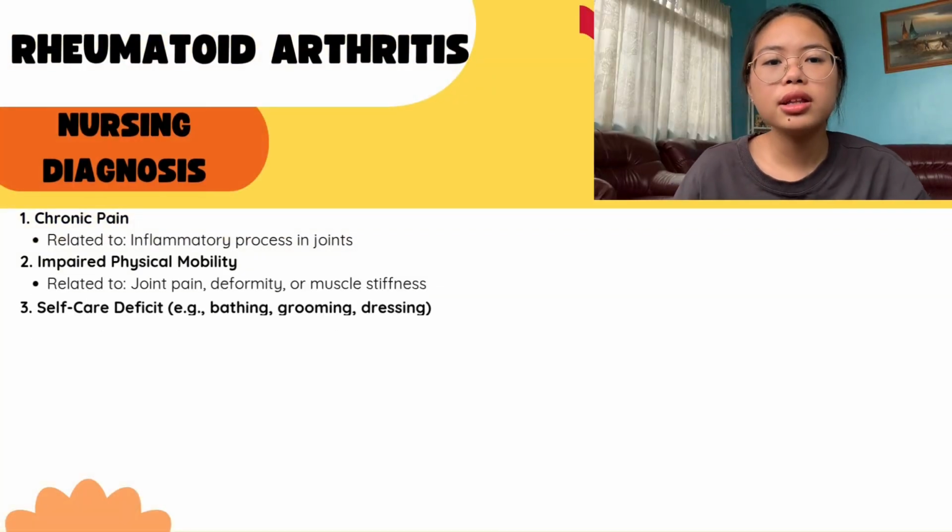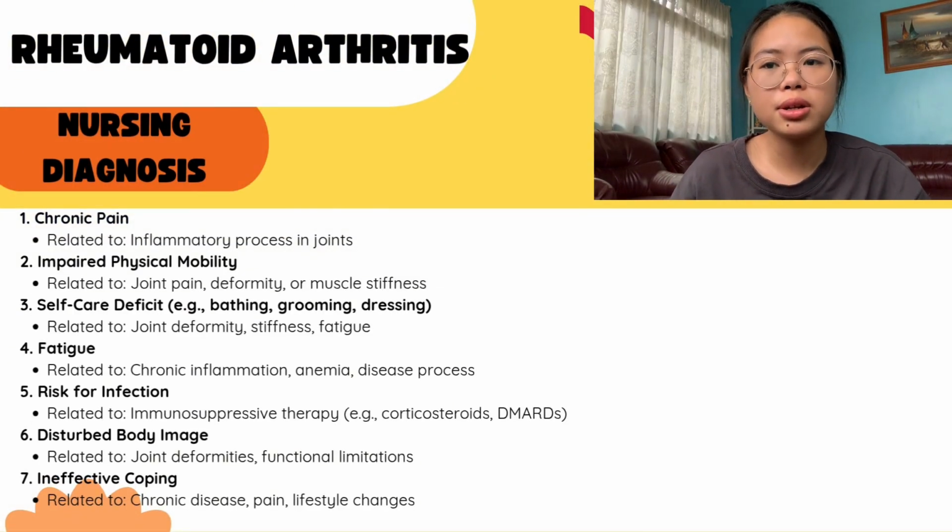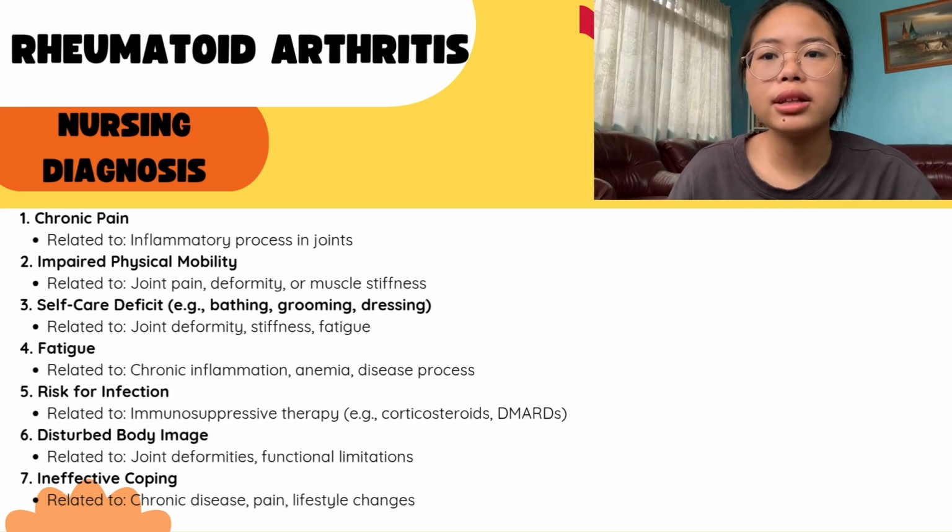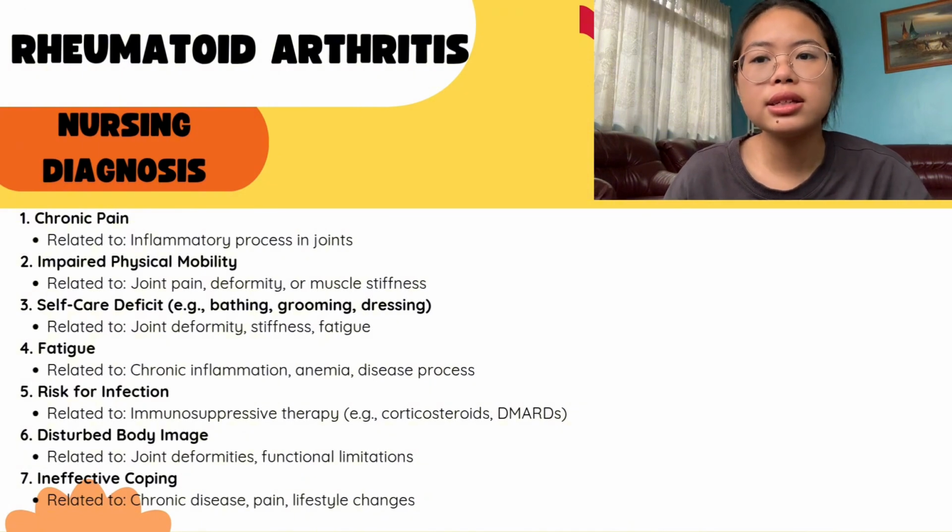Nursing diagnoses: chronic pain related to inflammatory process in joints, impaired physical mobility related to joint pain, deformity and muscle stiffness, self-care deficit related to joint deformity, stiffness, and fatigue, fatigue related to chronic inflammation, anemia, and disease process, risk for infection related to immunosuppressive therapy, disturbed body image related to joint deformities and functional limitations, and ineffective coping related to chronic disease, pain, and lifestyle changes.